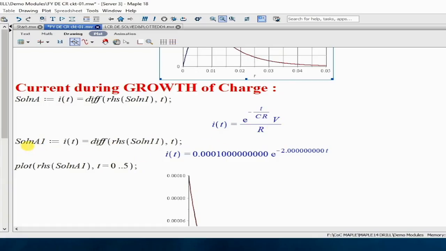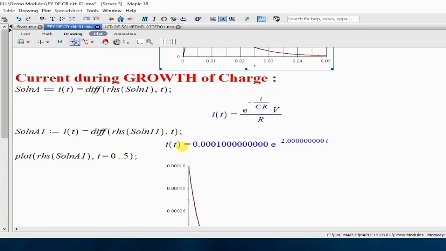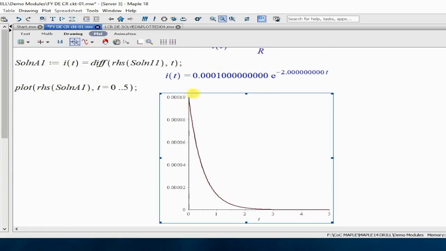Similarly, we can differentiate the equation solution 1.1, which was for numerical values of the first set of constants, and we get this equation. This can be considered for plotting. So plot the right hand side of solution A1. After substituting V equal to 1 and the values of resistance and capacitor, we get the current.